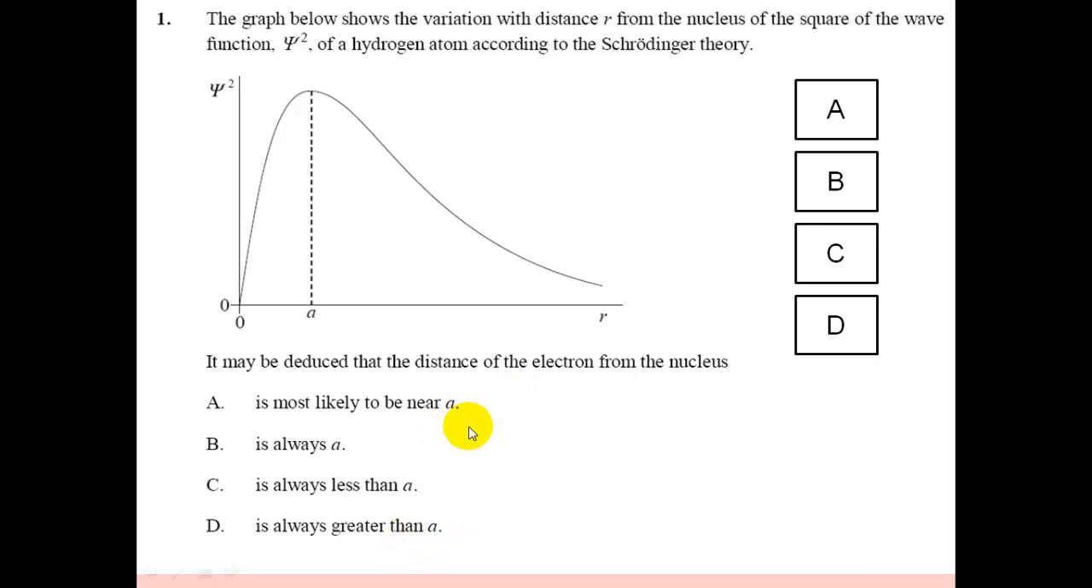So let's do these backwards. It's always greater than A. Is that correct? No, because it can be less than A. Is it always less than A? No, because it can be greater than A. Is it always A? Well, no, it can be less and it can be greater. So this has the highest probability, so it's more likely to be found at A than any other position. This is a level of understanding we need to have.